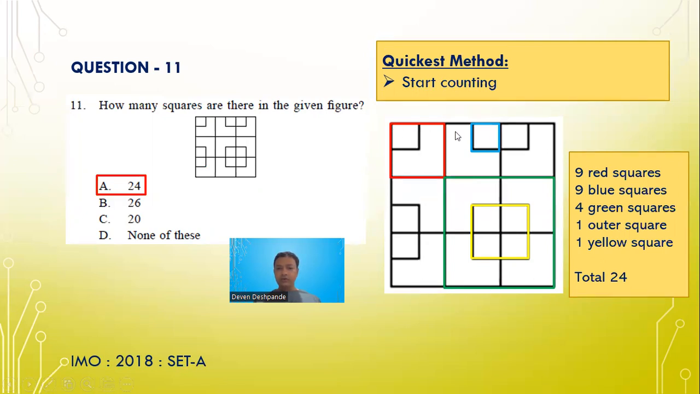One outer square, so one big outer square, and one yellow square, so total squares are 9 plus 9, 18, plus 4 is 22, plus 1, 23, plus 1, 24.